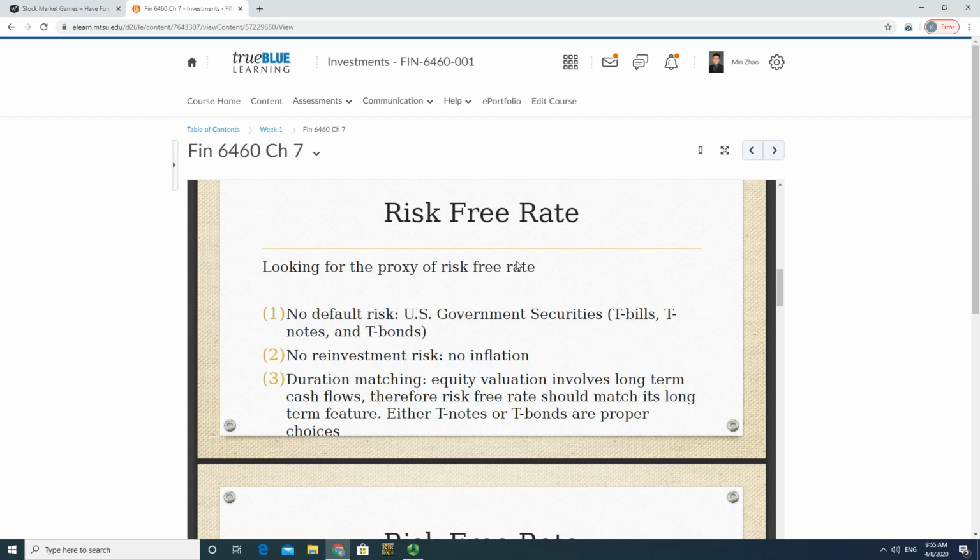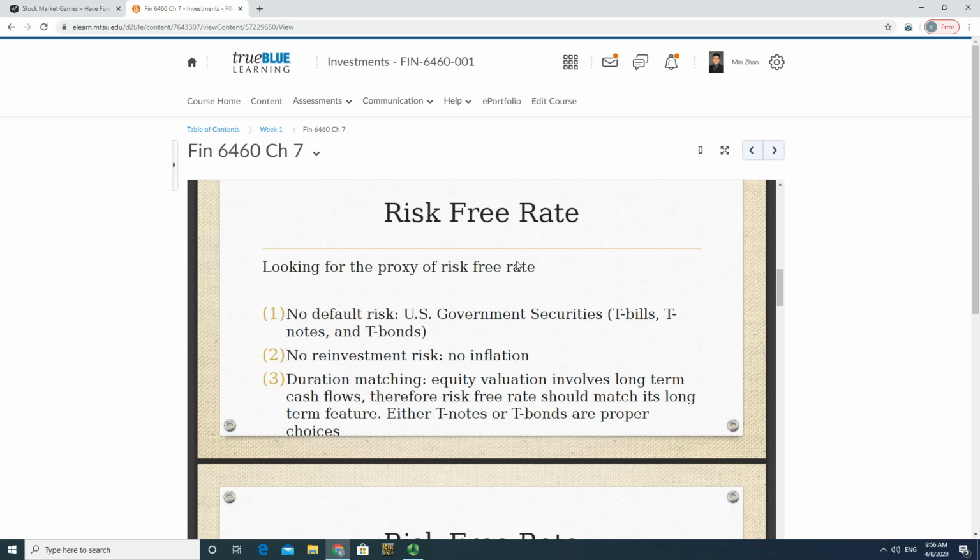However, when we look at the second principle, the risk-free rate should carry no reinvestment risk. In this case, any coupon bonds like T-bonds or T-notes carry reinvestment risk. It's better to find a short-term rate as a proxy for the risk-free rate, because shorter-term bonds carry less reinvestment risk, and also coupon matters. The bigger the coupon, the bigger the reinvestment risk. It's better to have zero coupon bonds as a proxy for the risk-free rate.